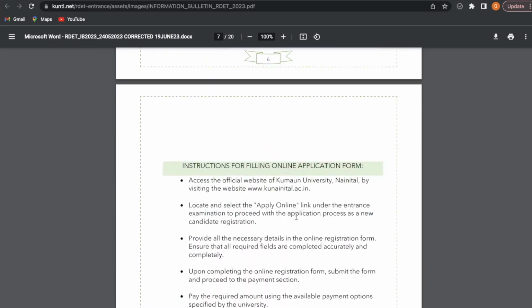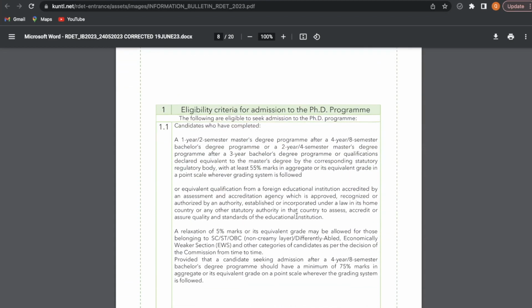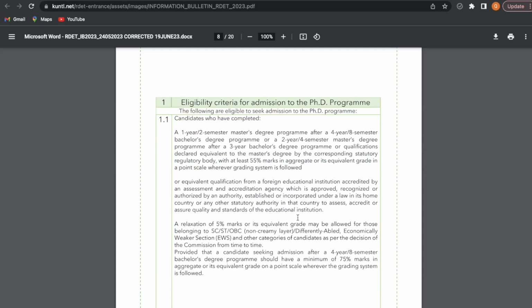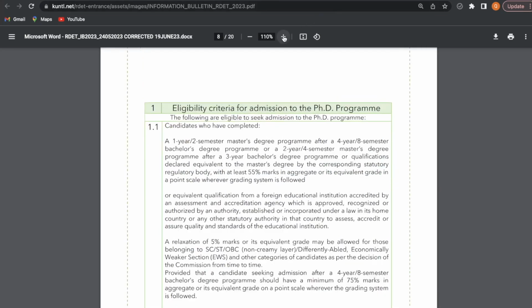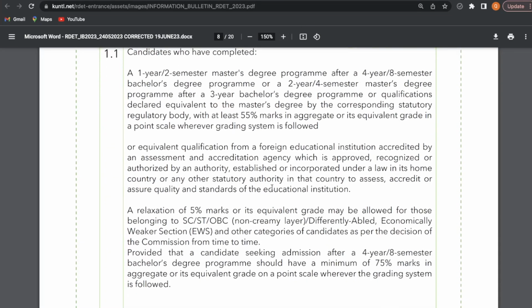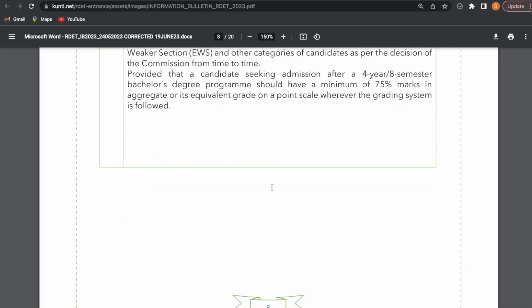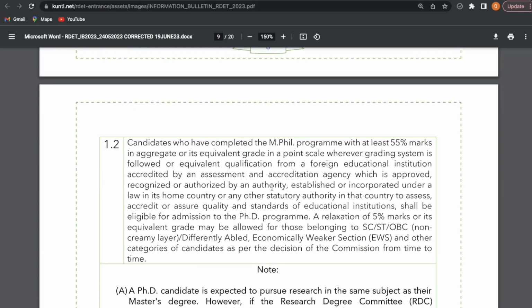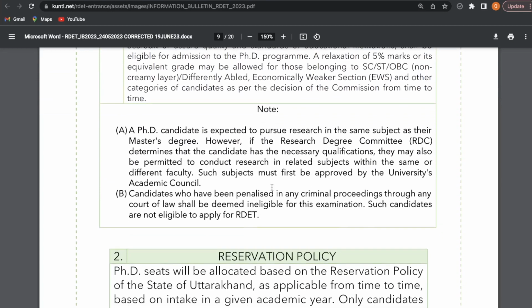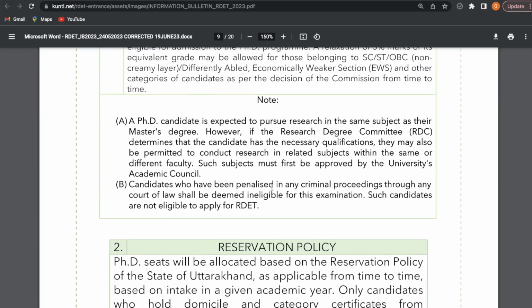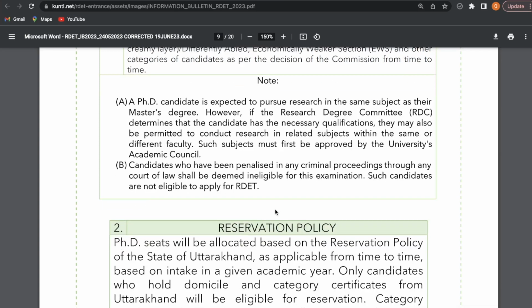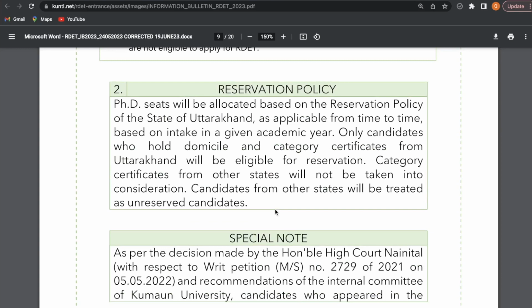Now the main thing is the eligibility. Eligibility is almost the same as in other state universities, or I can say a central university. You must have a master's degree, and your master's degree must have minimum 55% marks, and the reservation will be given, 5% to the category students. If you have an MPhil, then you can also apply for this. Now, they have mentioned that they are going to prefer the same subject. If you have a master's in zoology, then they expect you to continue your research work in zoology only. So this is the basic thing, there's no need to discuss.